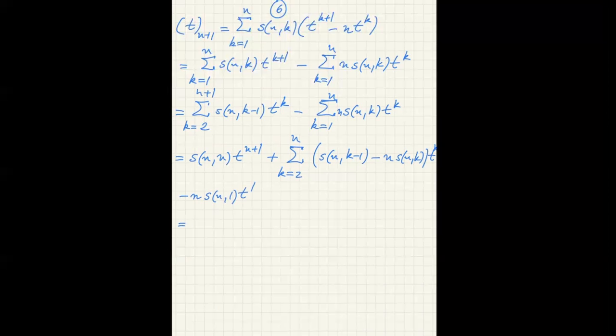Now, what is S_{n,n}? S_{n,n} is, as we calculated earlier, 1, and it's the same as S_{n+1,n+1}.